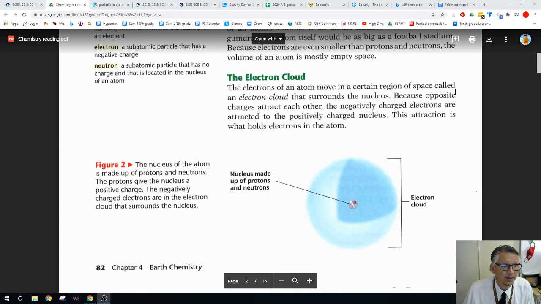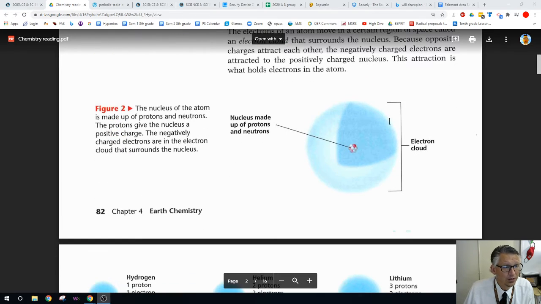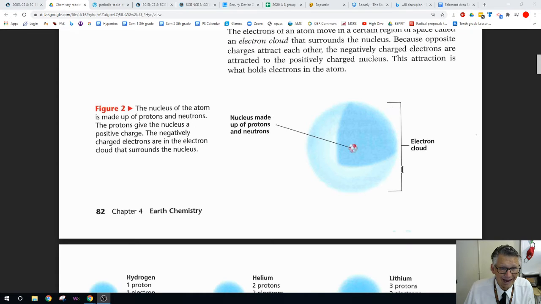The electron cloud. The electrons in an atom move in certain regions of space called an electron cloud that surrounds the nucleus. Because opposite charges attract each other and negatively charged electrons are attracted to the positively charged nucleus, this attraction is what holds electrons in the atom. So this diagram is showing you that the nucleus is in the middle, really small, and the amount of area that is taken up by the electron cloud. And in all reality, this electron cloud would be much bigger.